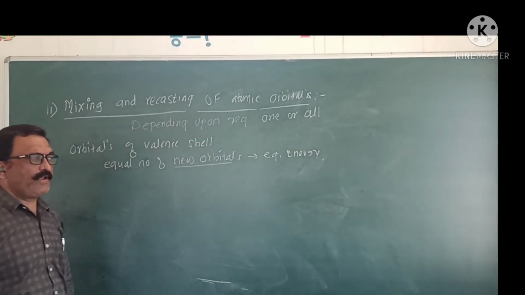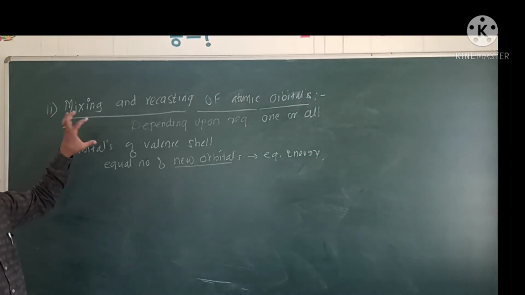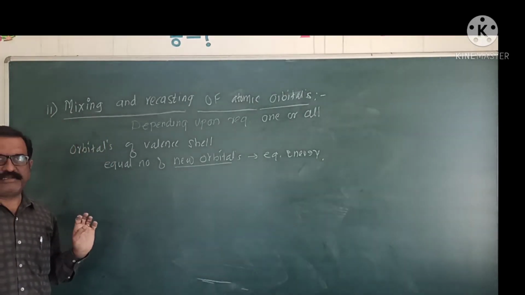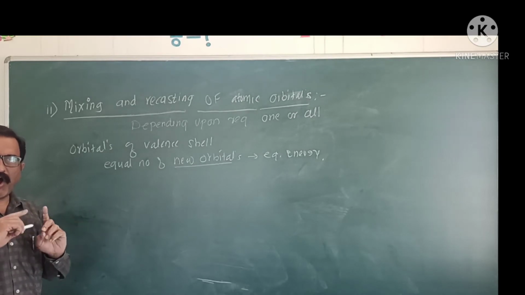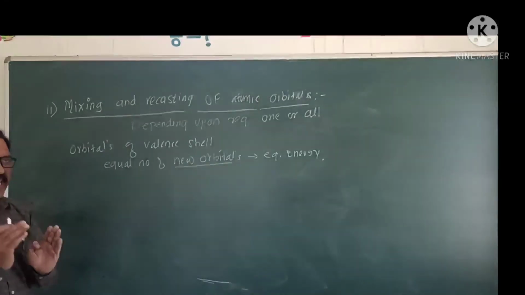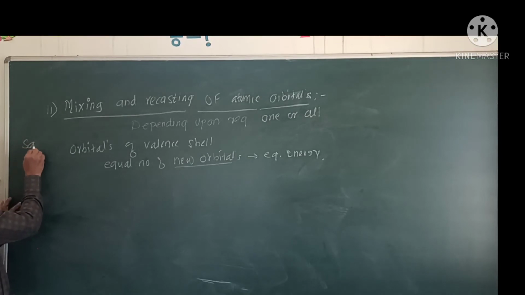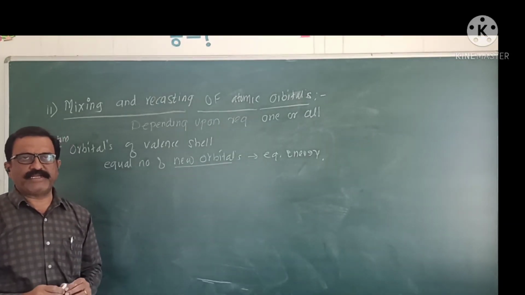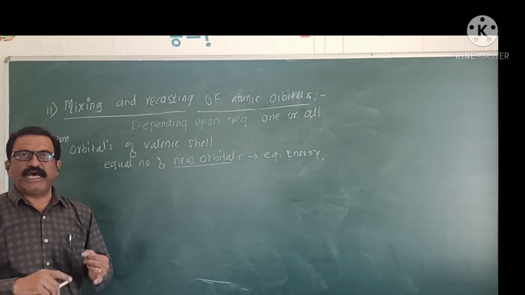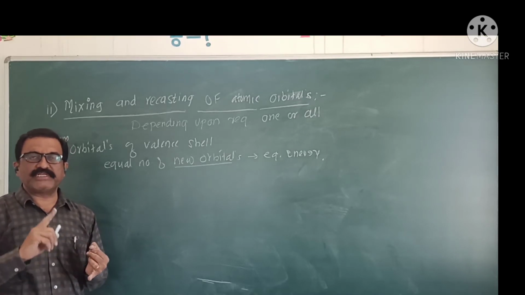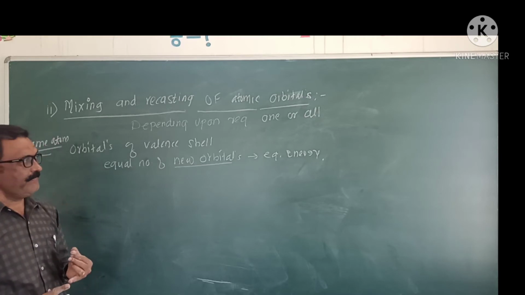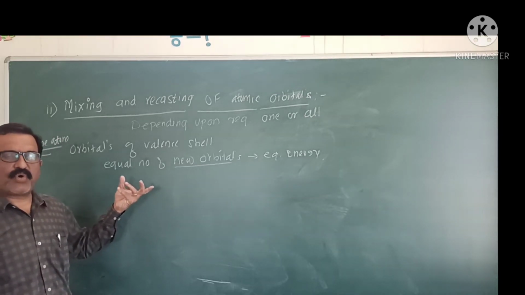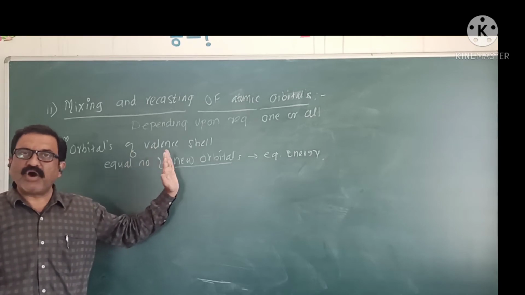What will happen during mixing? Depending upon the requirement, one or all orbitals of the valence shell present in the same atom mix together to form new orbitals. These new orbitals are equal in number, they have equivalent energy, and they are called hybrid orbitals.